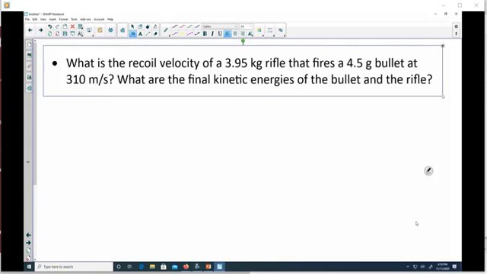Alright everyone, so in this example, we want to find the recoil velocity of a 3.95 kilogram rifle that fires a 4.5 gram bullet at 310 meters per second. And then we want to know what are the final kinetic energies of the bullet and the rifle.